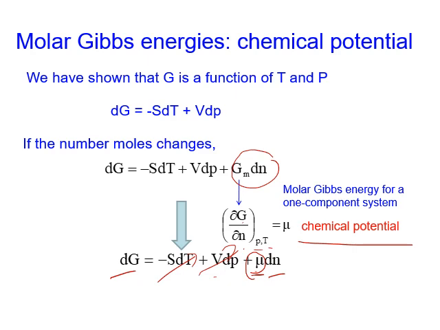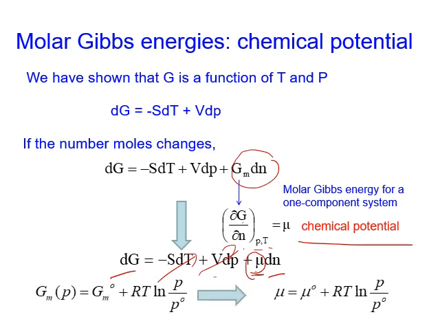Now we learned that molar Gibbs energy can be written as the standard state molar Gibbs energy plus RT ln P over 1 bar. Molar Gibbs energy is chemical potential, and therefore we can write the chemical potential as the standard state chemical potential plus RT ln P over P naught. You are going to see this equation again and again in the next few chapters.